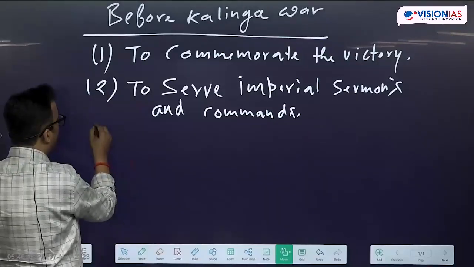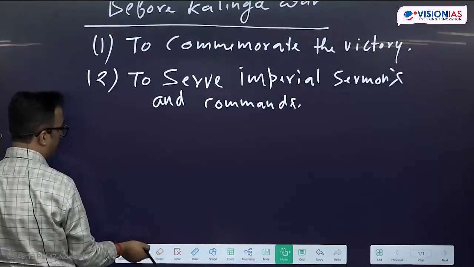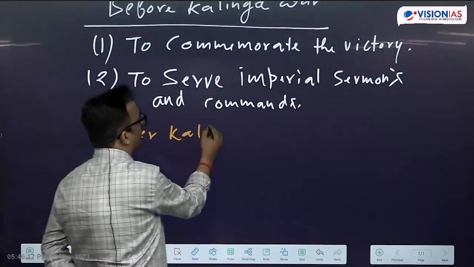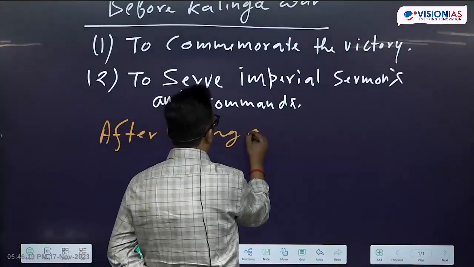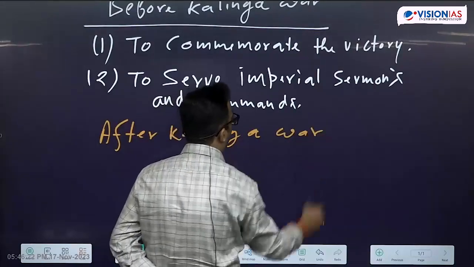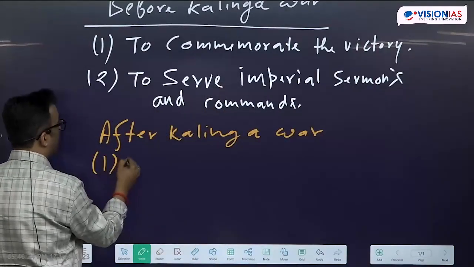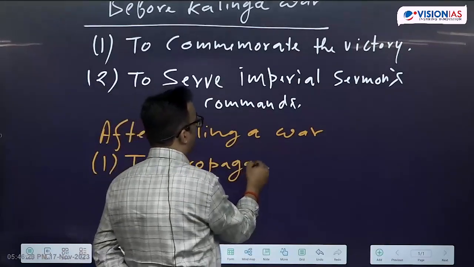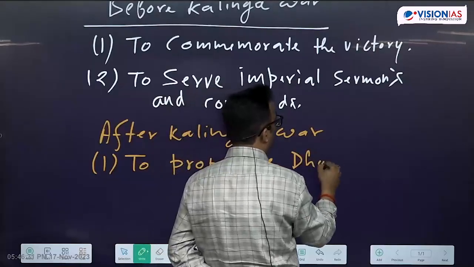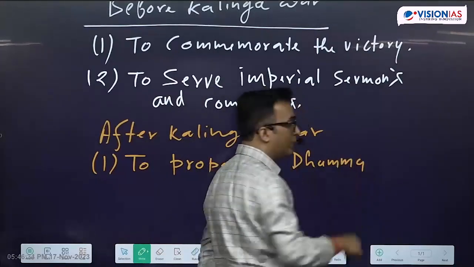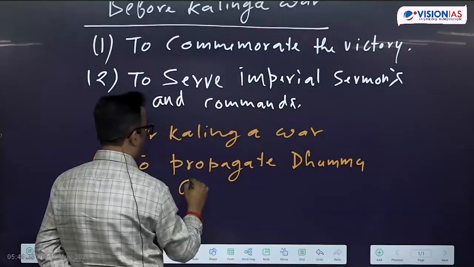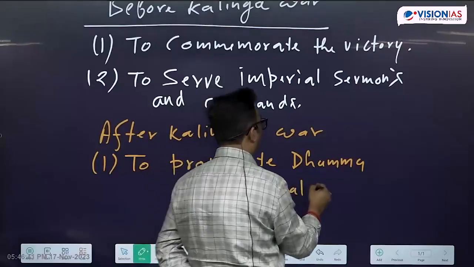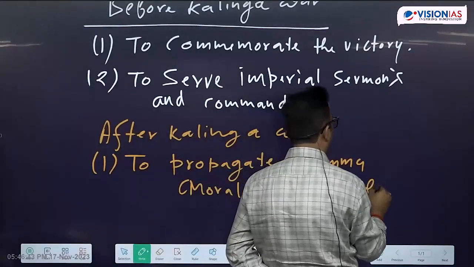Then, second subtitle you write: after Kalinga War. And in this, number 1 you write: to propagate Dhamma. And in brackets write what is Dhamma? Moral ethical code of conduct.